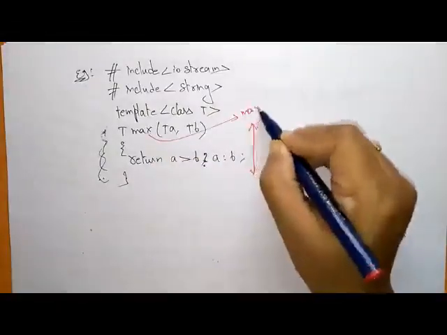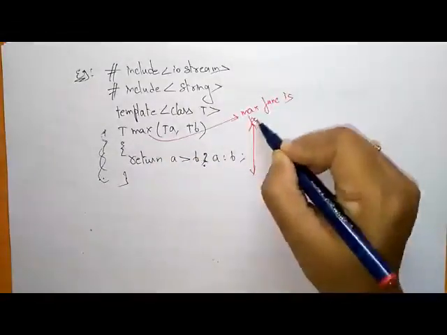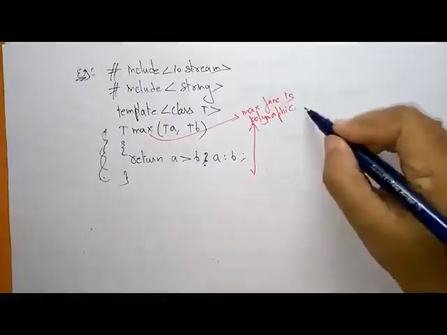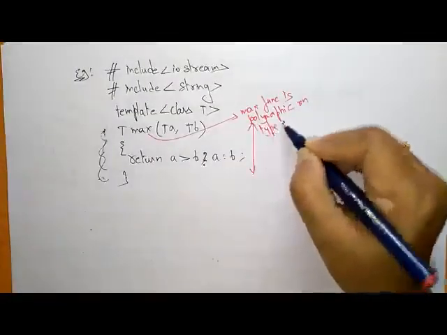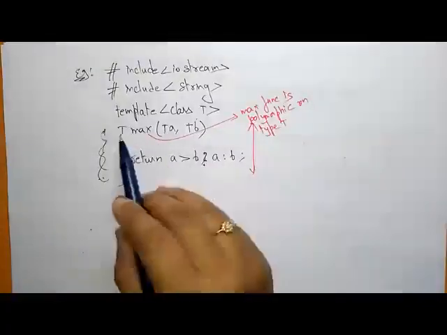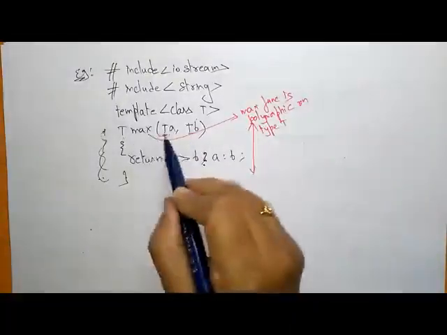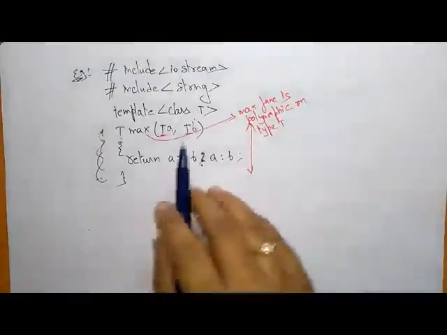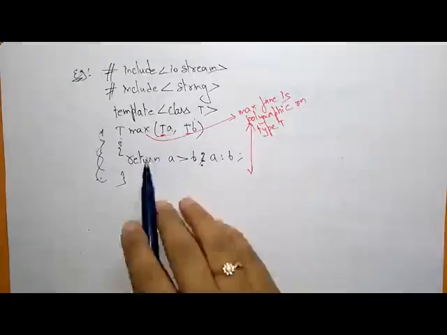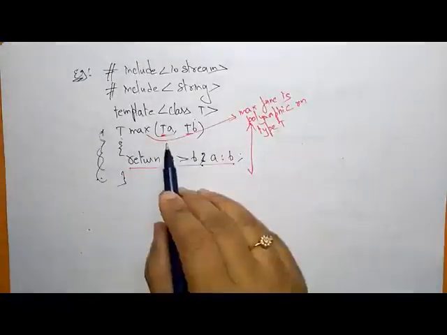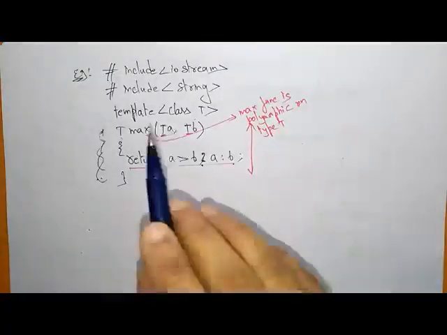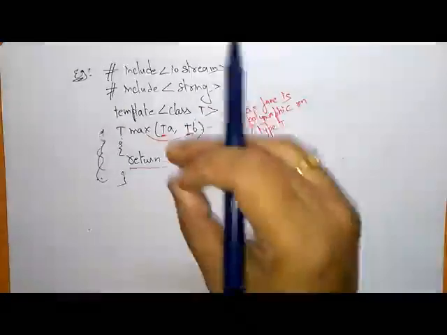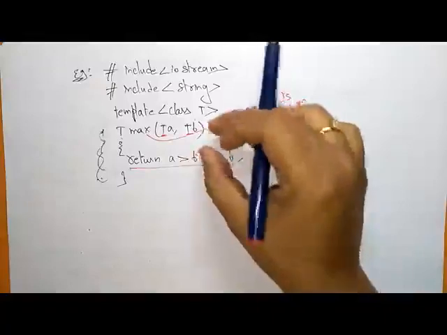Here the max function is polymorphic on type T. So this is a type T. The T may be anything. This T may be an integer, or a character, or a float. So anything the T may be. If you are using a character, the code is the same. If you are using an integer, the code will be the same. So instead of writing the code several times, I'm using a template class. So this is parametric polymorphism.